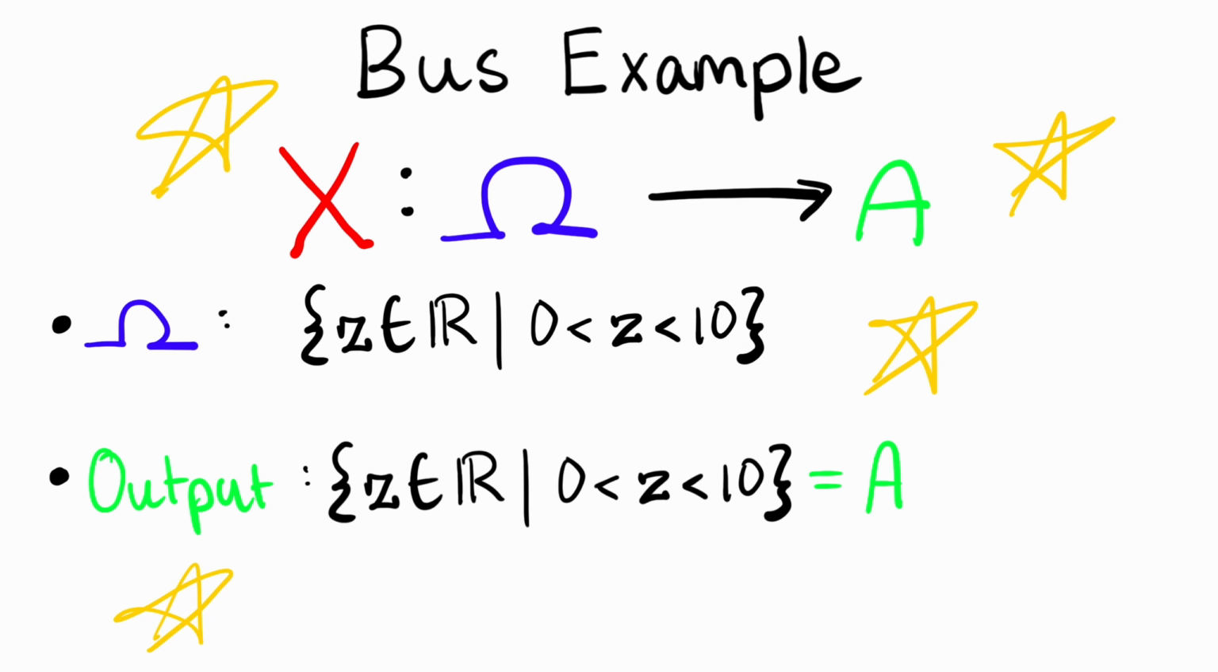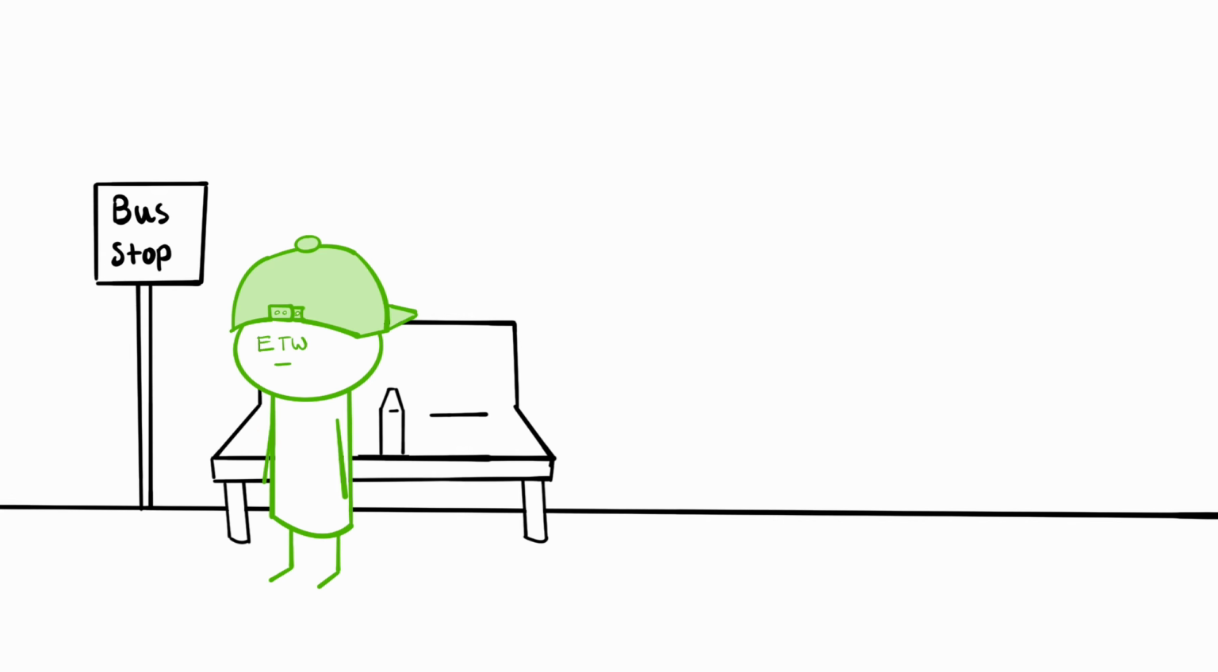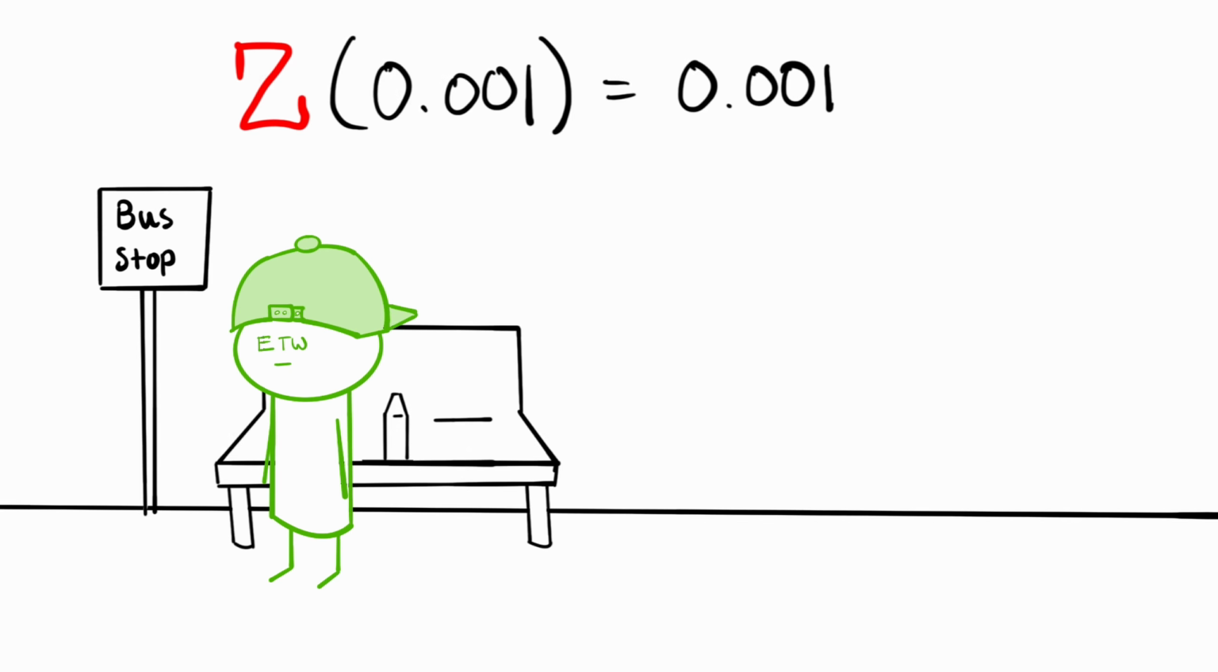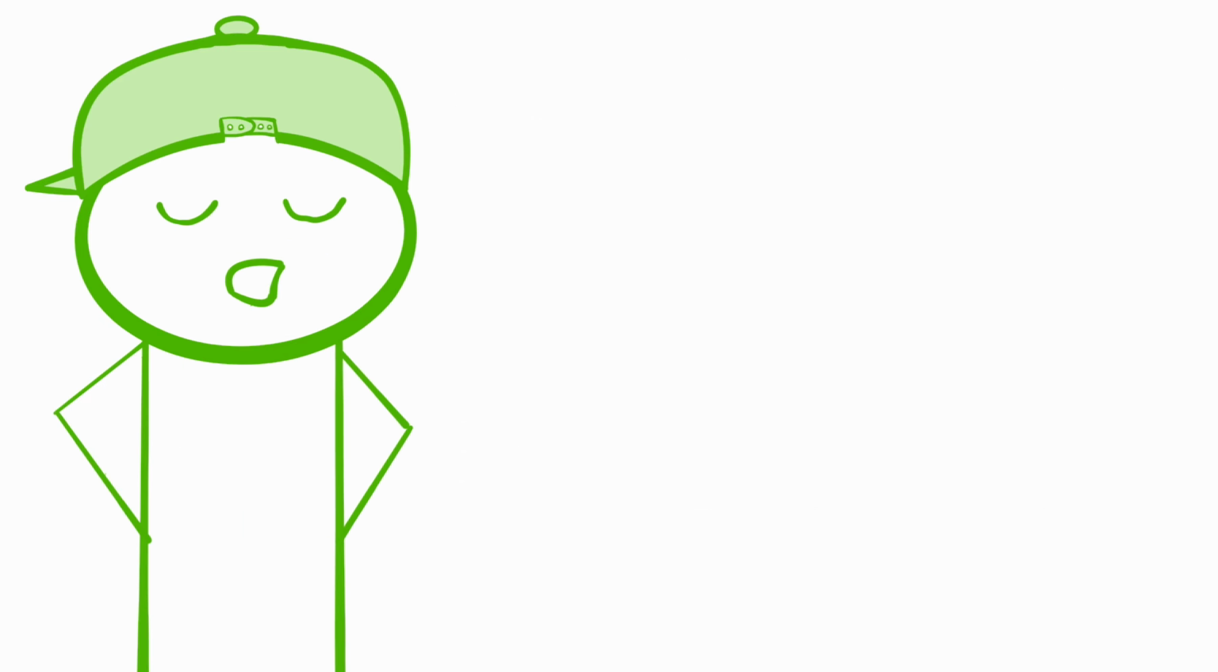Let's test this out. Okay, so apparently my transit app says the bus is going to come in 0.001 seconds. And there you go. Hopefully you guys don't run into any issues now with random variables, right? I explained it pretty well. Have fun calculating all that nonsense.